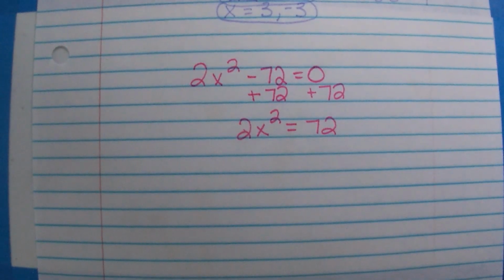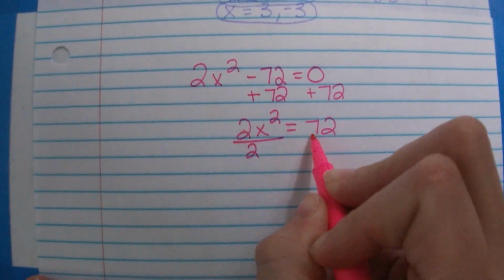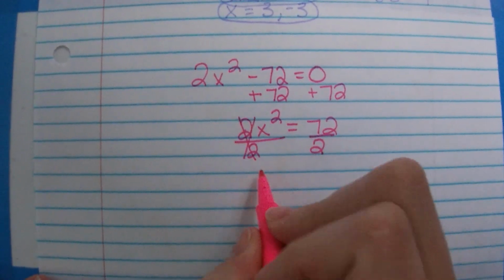So now we have 2x squared equals 72. But now we have this 2 sitting in front. So our next step is that we need to undo multiplication with division. So those 2 cancel.